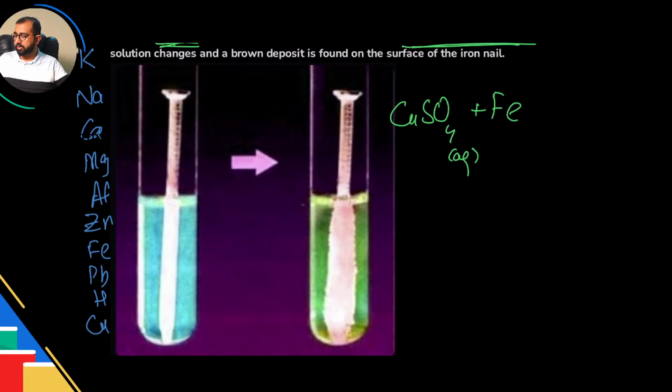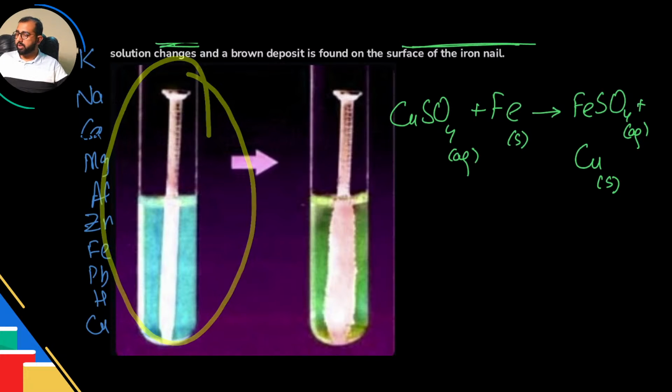Copper will simply change to, this is solid, but now iron will make ions, which will take the place of copper here, and copper will be pushed out. So iron will become aqueous and copper will become solid. So let's see what happened here.